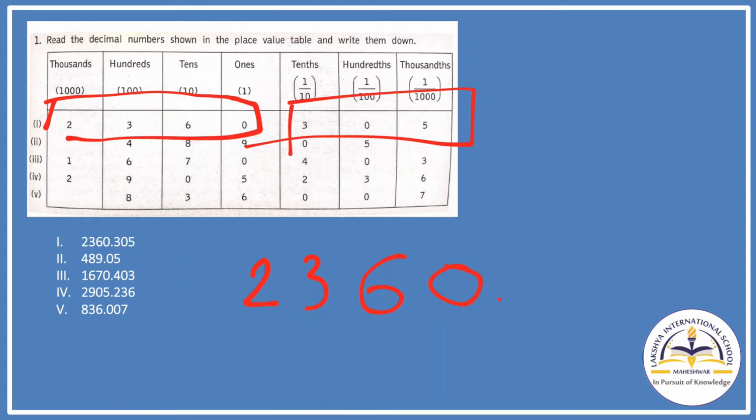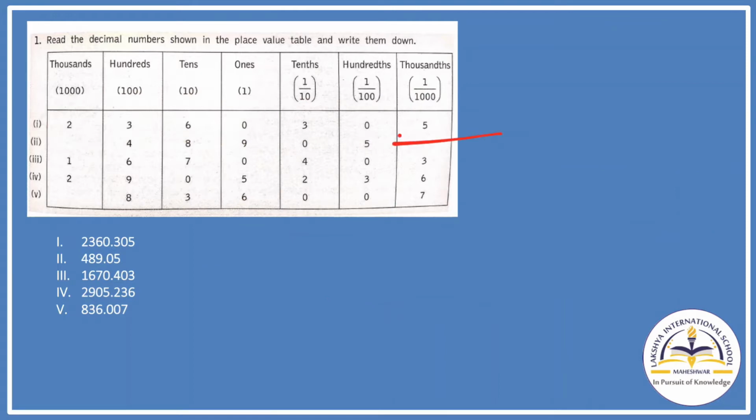1 by 10 means here you have to make the decimal, and then at 1 by 10 which number is there? 3, and then 0, and then 5. This will be tenth, this will be hundredth, and this will be thousandth. Now here this will be 1, 10, 100 and 1000. Now for second, 4, 8, 9, decimal 0, 5. This will be the answer.